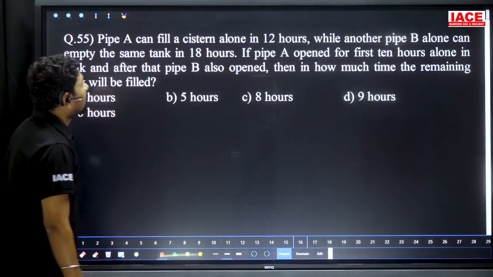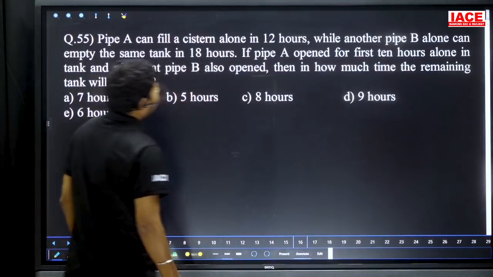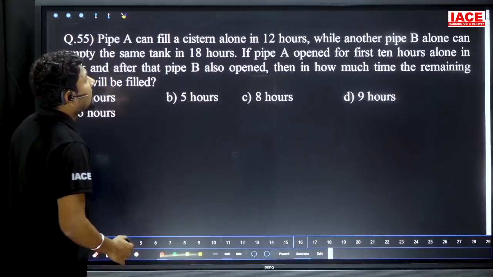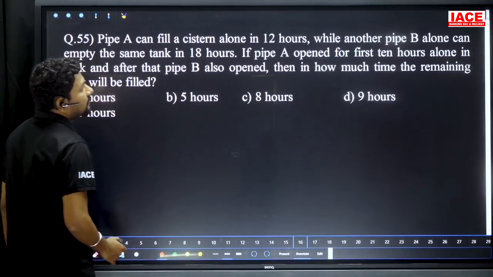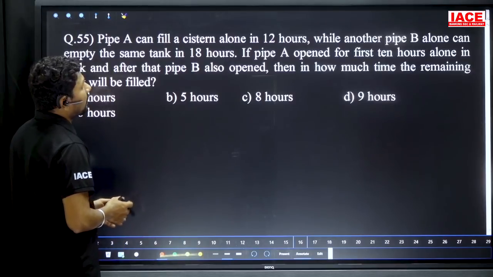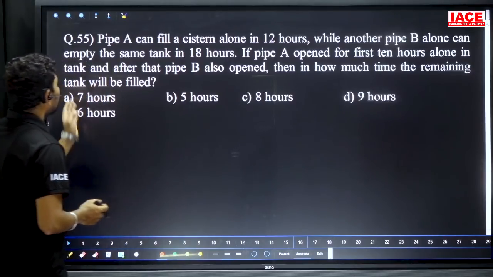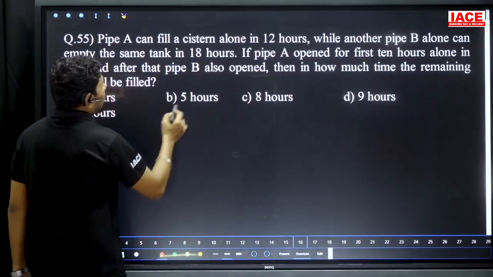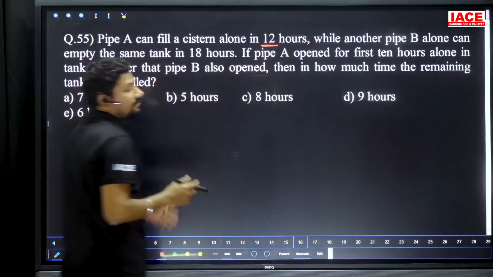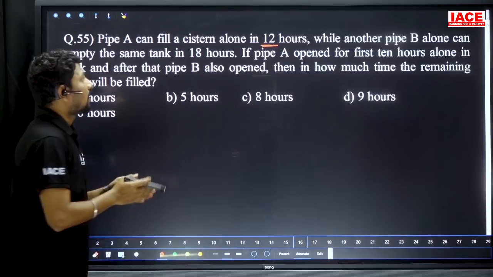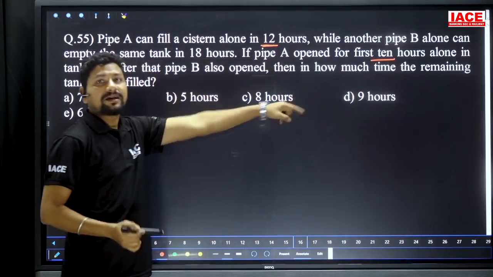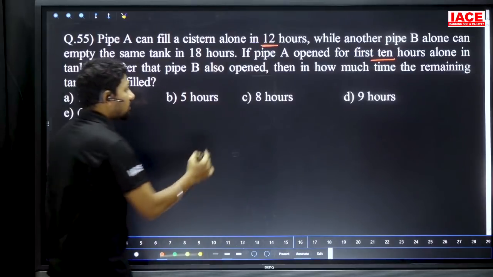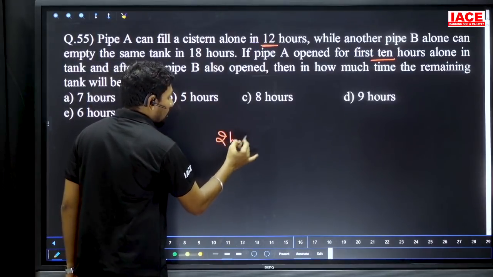Next, pipe A alone can fill a cistern in 12 hours, while another pipe B alone empties the same tank in 18 hours. If pipe A is opened alone for the first 10 hours, and after that pipe B is also opened, then how much time will the remaining tank take to fill? The total time to fill a full tank is 12 hours. Already it is open for 10 hours, so 10 hours are completed out of 12. Remaining how many hours are left? 2 hours of work left.